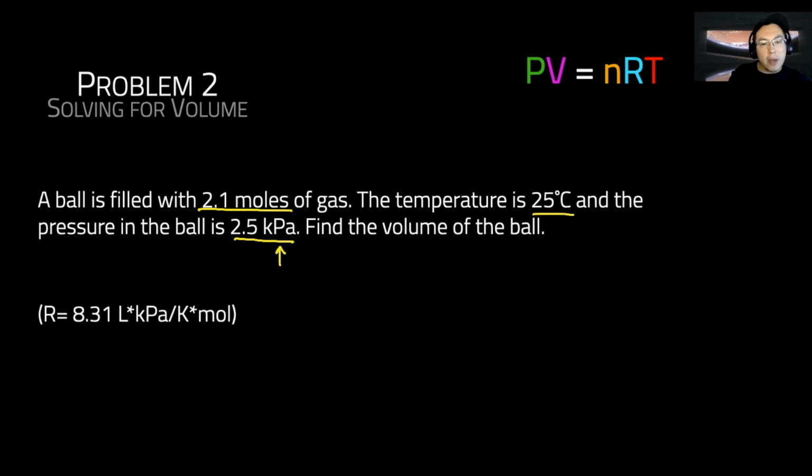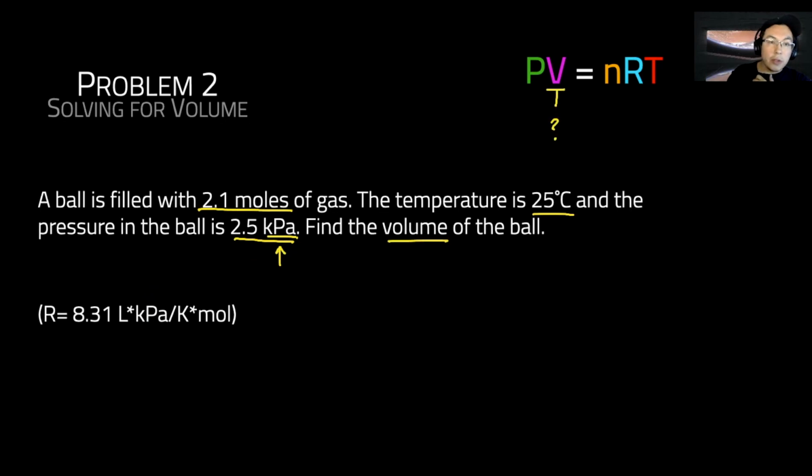So notice how our R changed. Instead of being 0.0821 as we had before, now it's 8.31. This is because of the unit of pressure that we're using. Our R changes, right? So what's the problem asking us to get? The volume, right? So this guy is going to be our question.